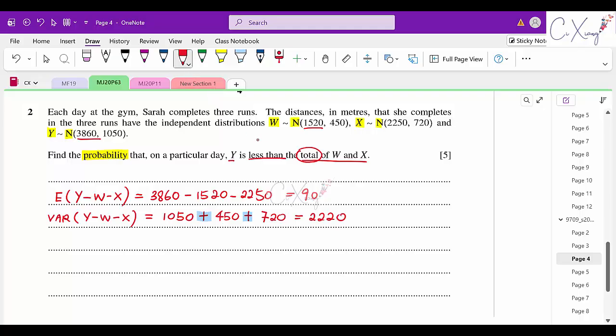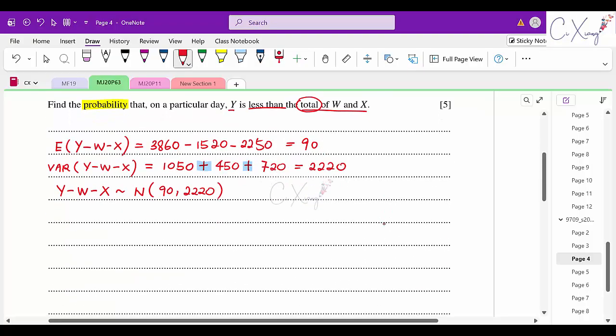And from here, we know that x, y, and w are all normally distributed. Therefore, linear combination means that you add them together, or you minus them with each other, and there's no square one. Linear means no square, right? There's no y square, w square, x square. So if your variables are normal, then your linear combination of the variables should also be normally distributed. So from here, you should know that y minus w minus x should also be normally distributed. What is the mean? Mean is 90. And what is the variance here? It will be 2220.